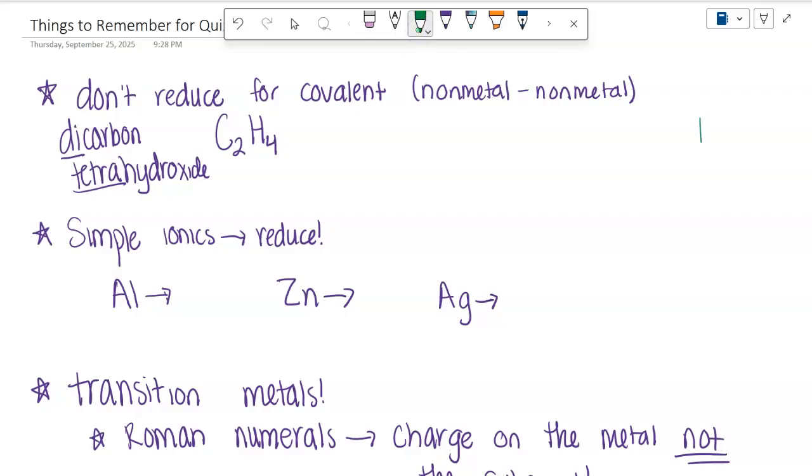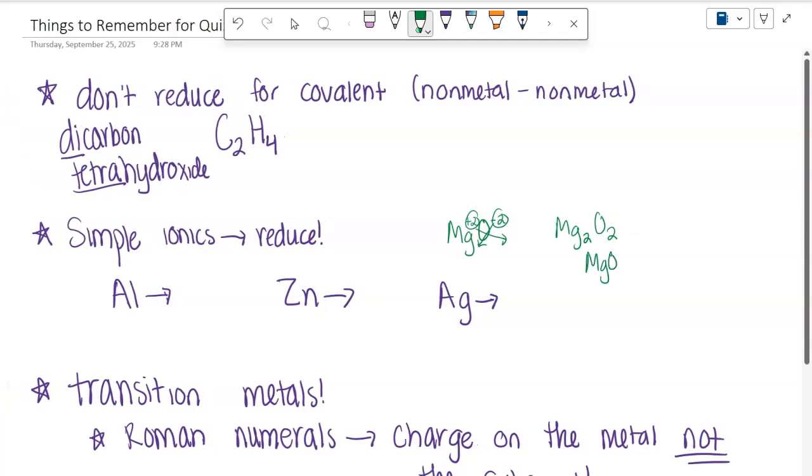Simple ionics, we do want to make sure we reduce. So if we have something like, I don't know, magnesium oxide, magnesium is a +2, oxygen is a -2. If you were to crisscross that, you'd end up with Mg2O2, which we would want to reduce to MgO. That one we do want to reduce because we have a metal.